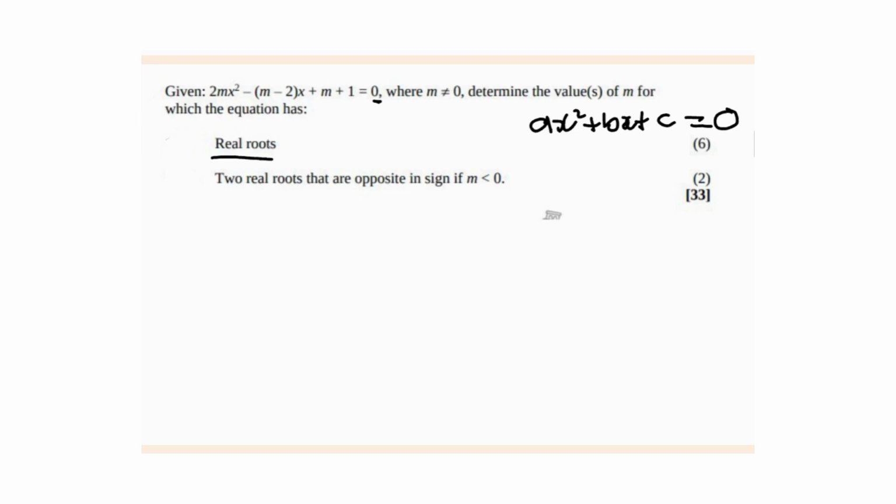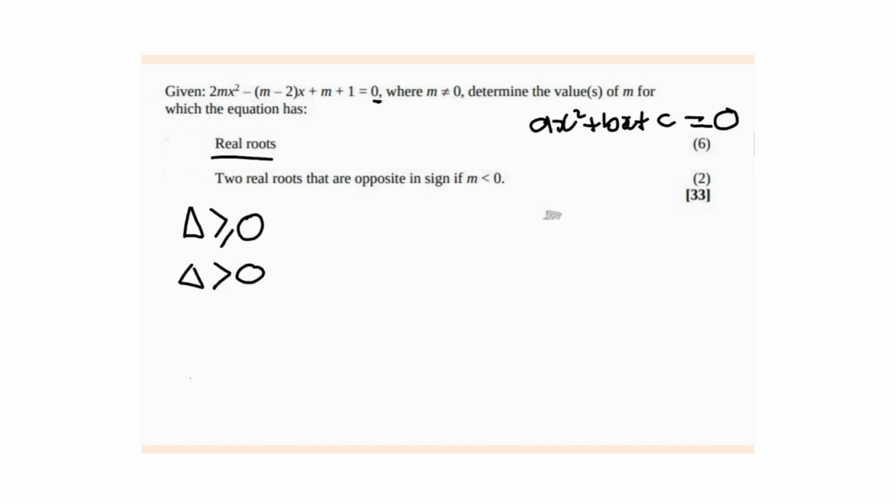Now we can try and remember, what do we know about real roots? With real roots, we know that our delta is either greater than or equal to 0. However, they say m must never be equal to 0, meaning we cannot use the equal sign. We are only using delta greater than 0. I hope you are still with me, guys.